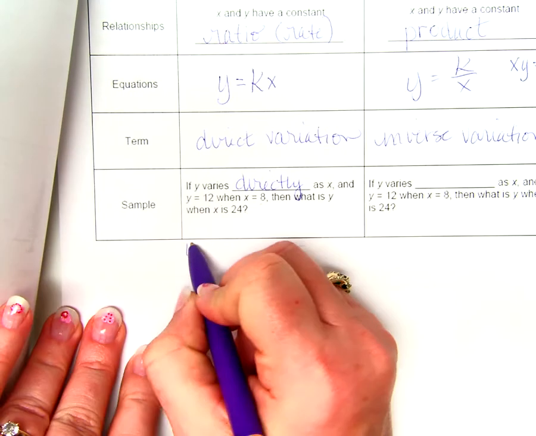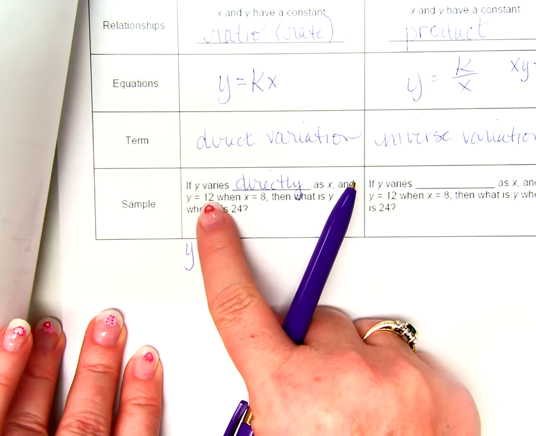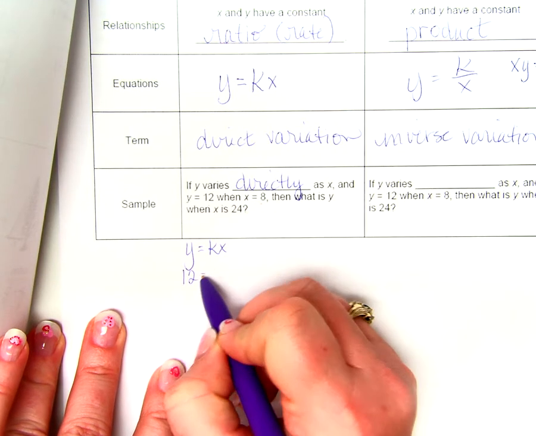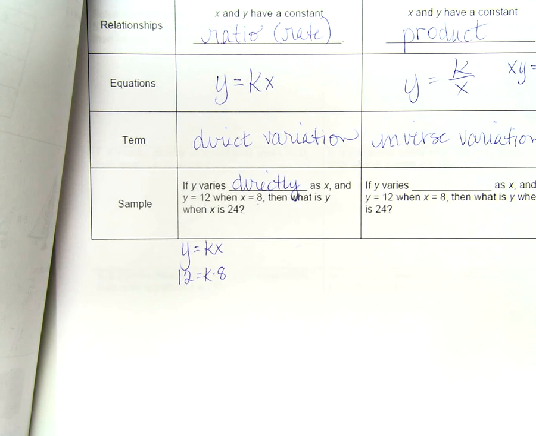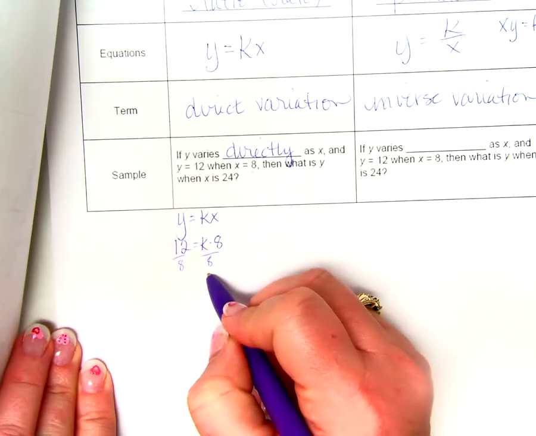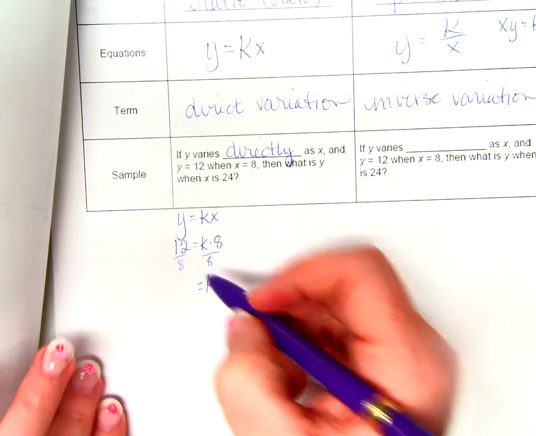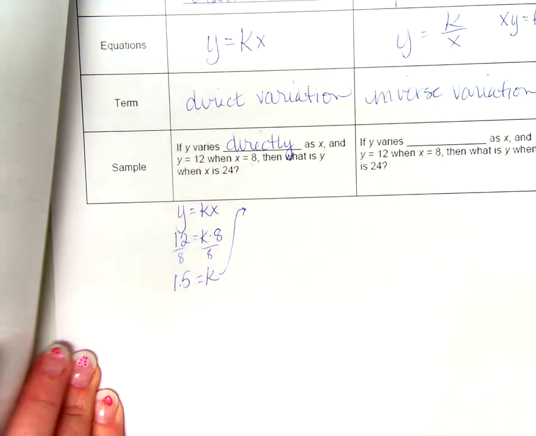So I'm going to start with this equation, y equals kx, and I'm going to put in what I know. Y is 12, x is 8. Is this going to help me find k? Yes. How can I find k? Divide both sides by 8. K equals 1.5. And then I'm going to start over.